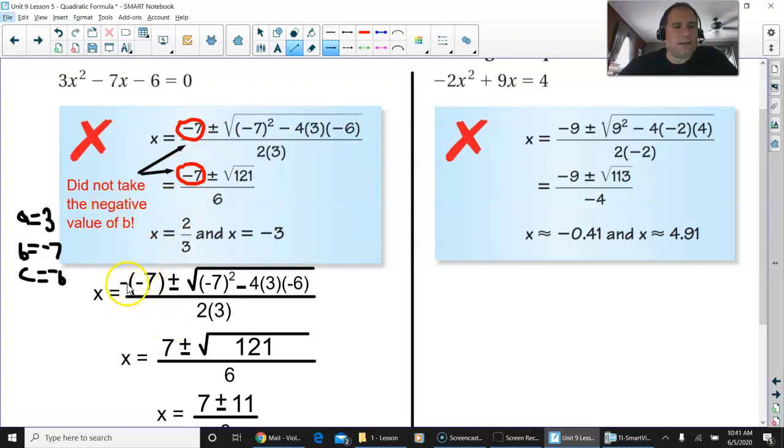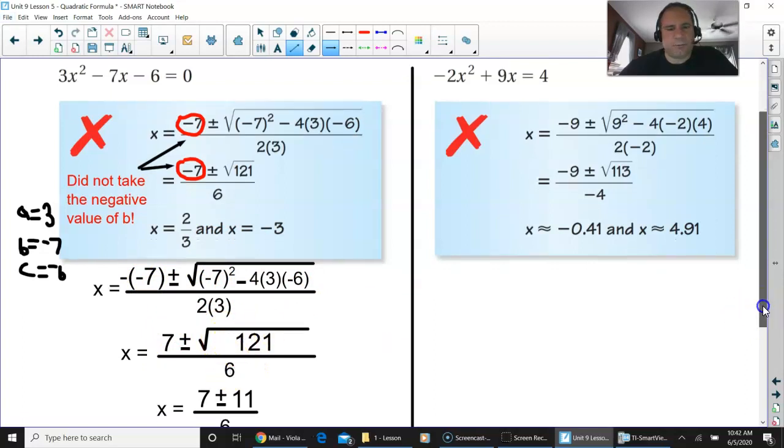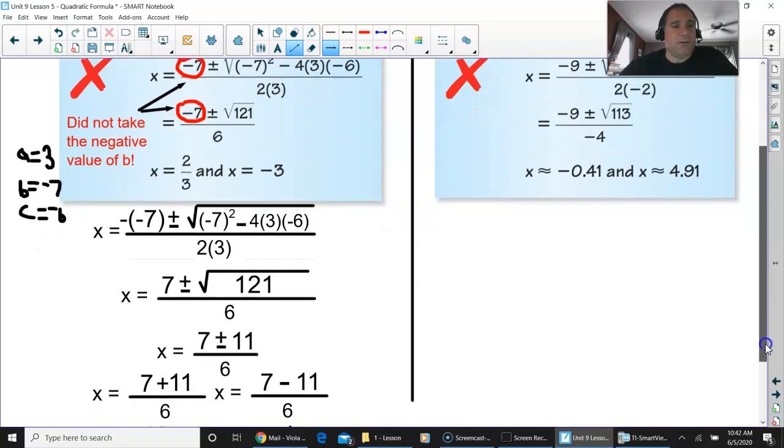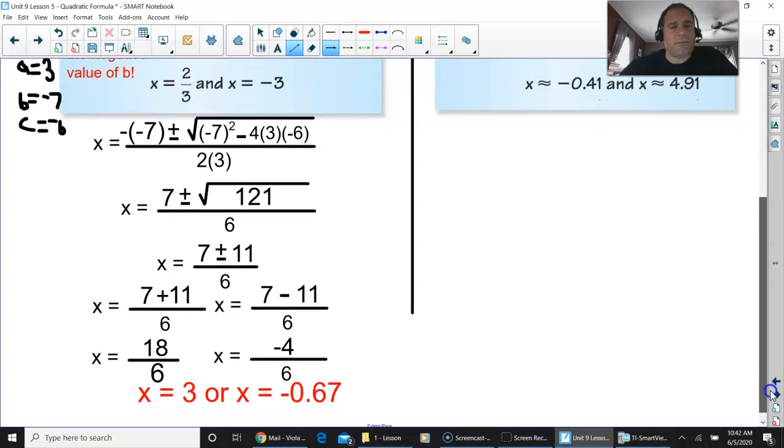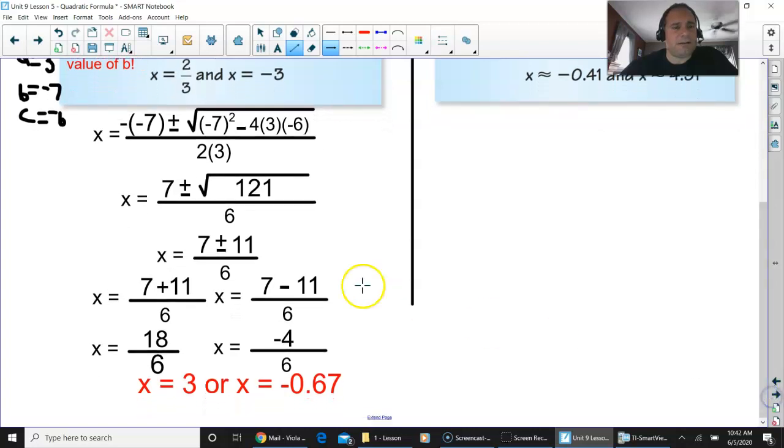I did correct it, so it's -(-7), which is a +7. Then I substituted everything in, and I got the square root of 121/6. When you go down, you were supposed to correct that, and the square root of 121 is 11, and you have 7 plus 11 and 7 minus 11.